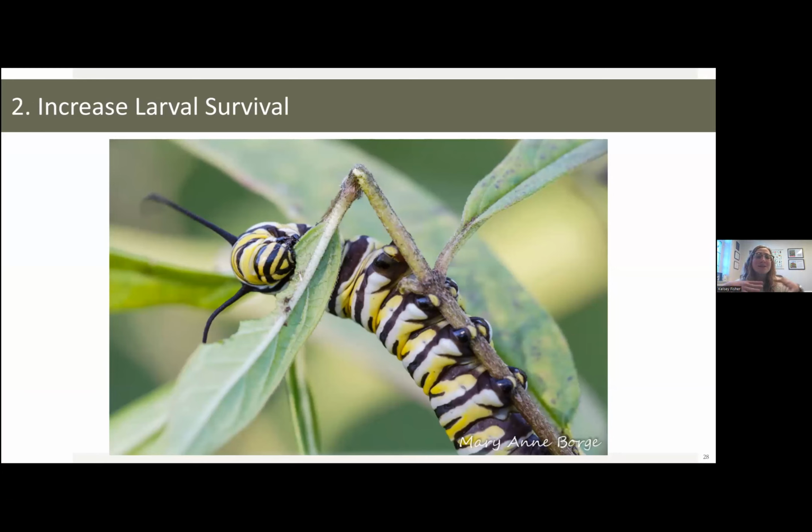So the next thing that I'm going to talk about is, now that we can understand how to get the monarch to move, we can facilitate the movement of monarchs across the landscape, and they're going to be laying more eggs. Now, how can we get those eggs to survive to adulthood? So how can we increase larval survival? I said it in the beginning, but I just want to make sure that it's very clear. Monarch larvae feed on milkweed. Monarch butterflies lay eggs on milkweed. So milkweed is very, very important for the monarch butterfly life cycle.